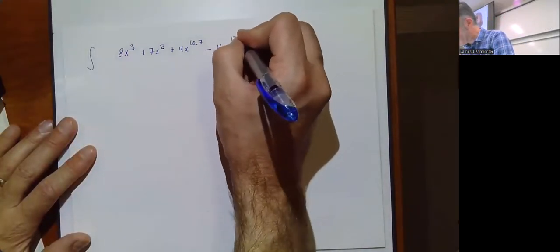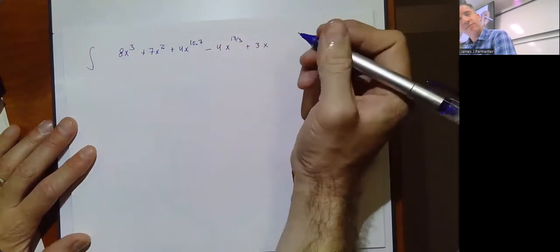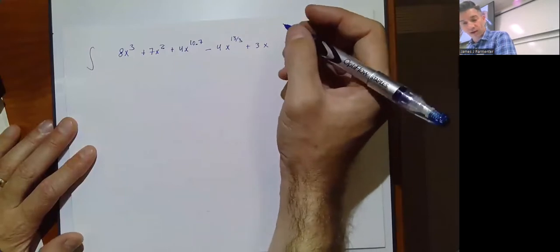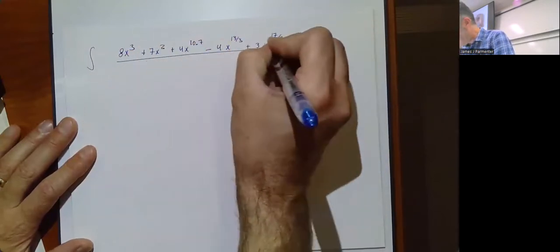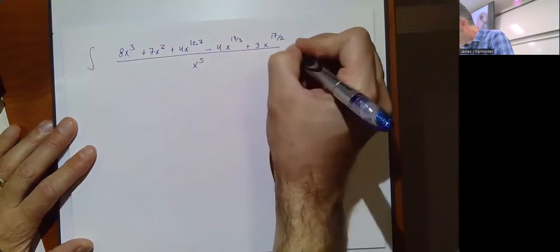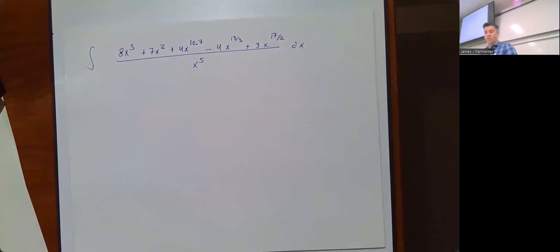13 thirds plus 3x to the, sorry, I gotta bring it up here, 17 halves. Oh yeah, I know, it's terrible, right? All over x to the 5th. This is like problem 9 in your homework, except I'm giving you an additional beginning step here.